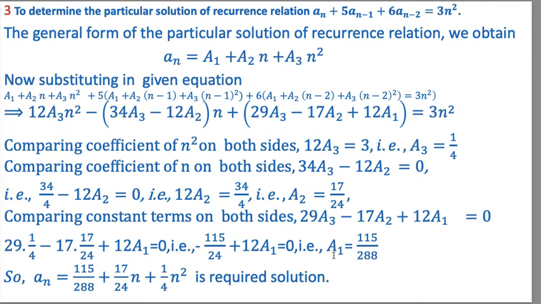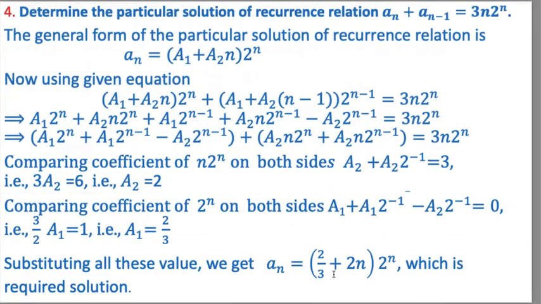So substitute the values of A1, A2 and A3 in the trial solution. We get An equal to 115 upon 288 plus 17 upon 24 n plus 1 upon 4 n square. This is the required particular solution of the given non-homogeneous recurrence relation.